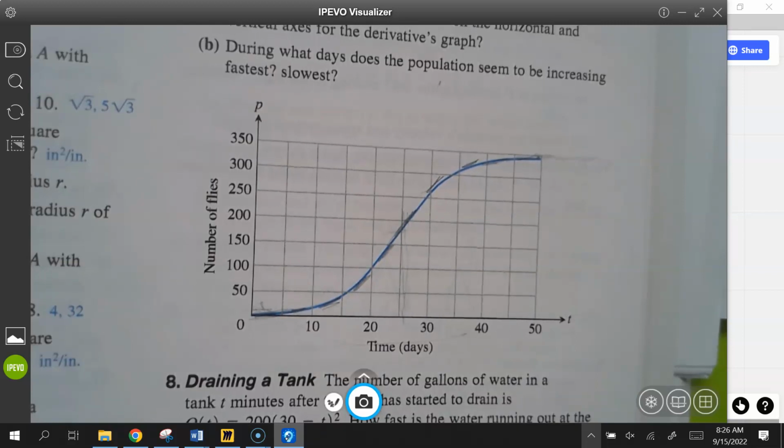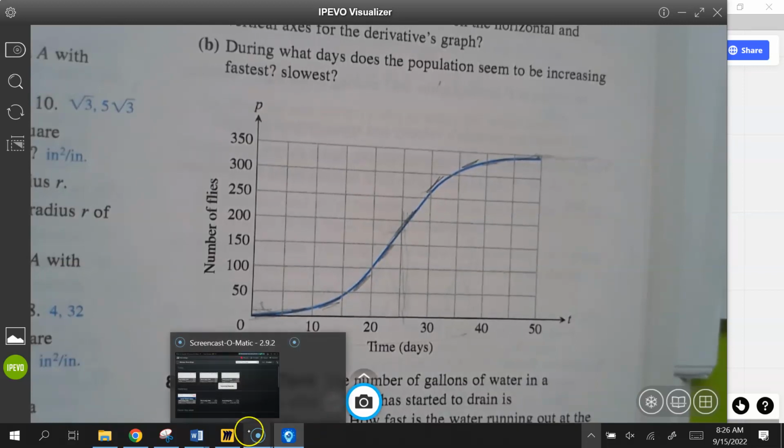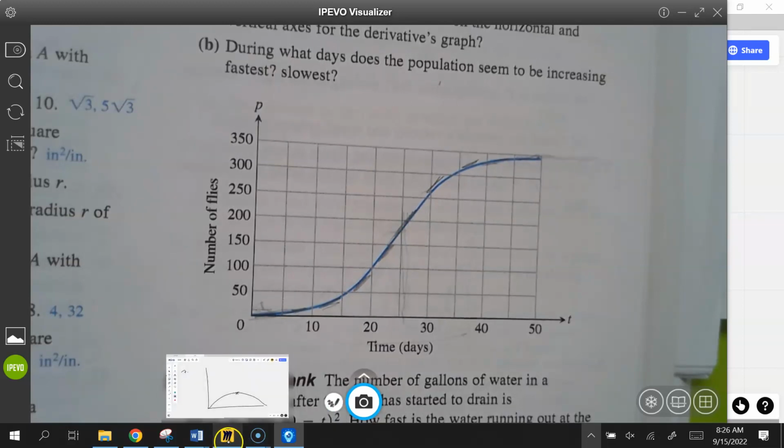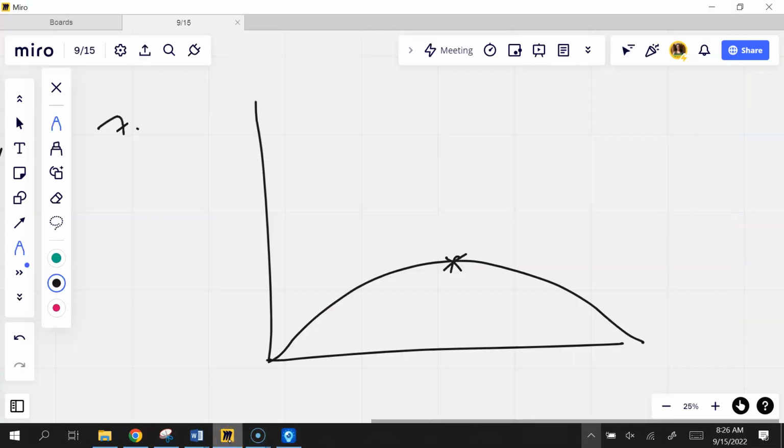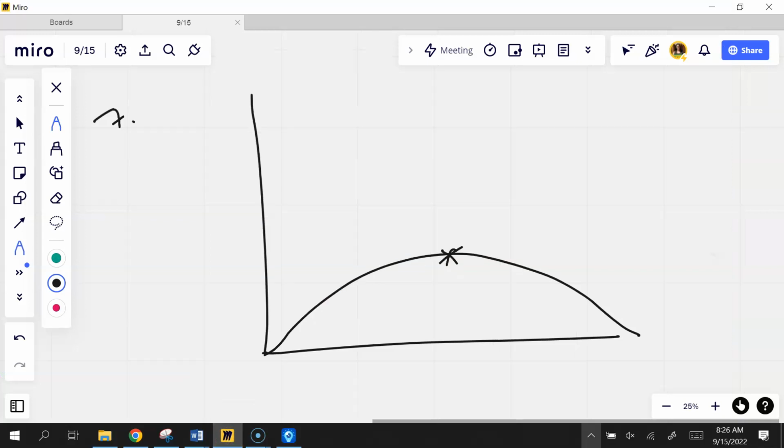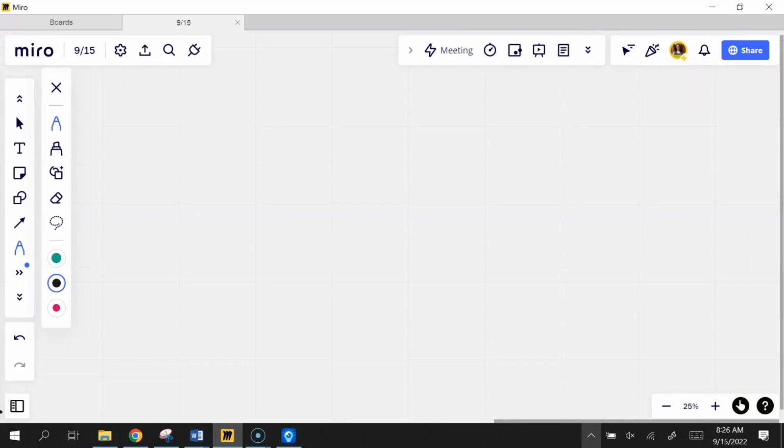And you said number 8. Didn't somebody say number 8? 8's a good one. Did anybody work through number 8? The number of gallons of water in a tank T minutes after the tank has started to drain is given by this equation.